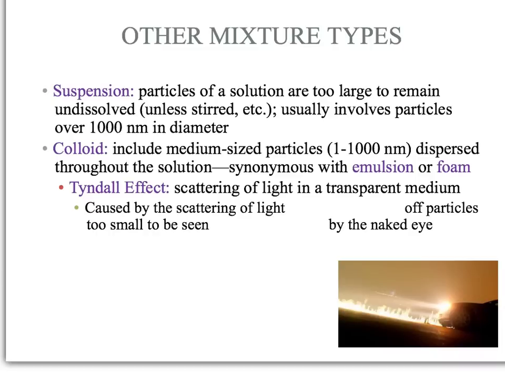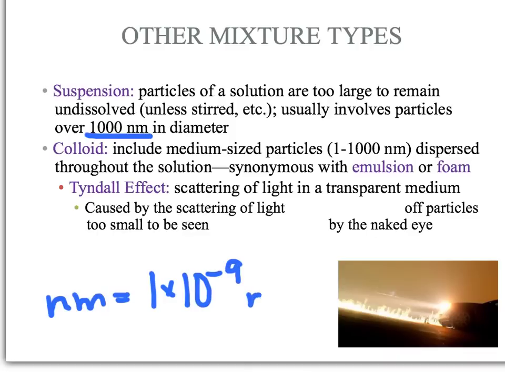They will be too large to remain uniformly distributed. And this usually involves particles that are over 1,000 nanometers in diameter. And keep in mind, that is really, really tiny. A nanometer is 1 times 10 to the negative 9 meters, right? So we're dealing with a very, very small particle still in most cases, but those particles are in fact too large to remain completely uniformly soluble in most liquids.